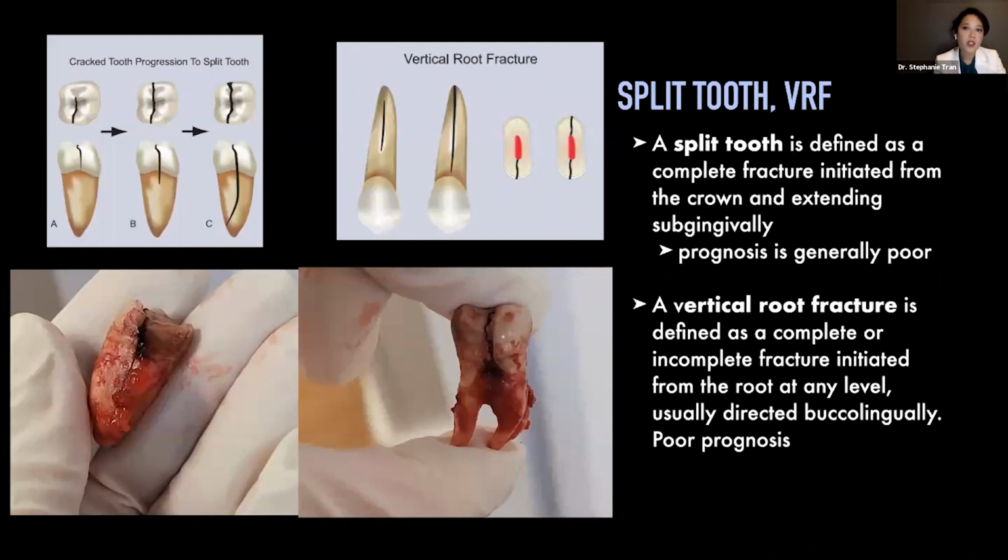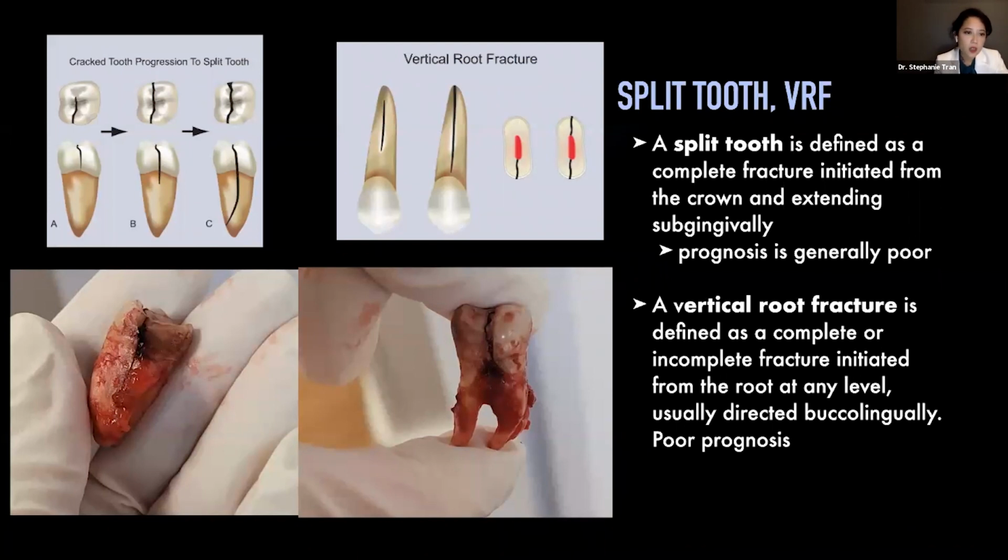A vertical root fracture is a little different than a split tooth. The difference between a split tooth and vertical root fracture is that the vertical root fracture starts at the root. So it's either apical up or mid-root, and both ways. We can see in the diagram there that in this case, it starts in the root. Because it involves the root, the prognosis is also quite poor.